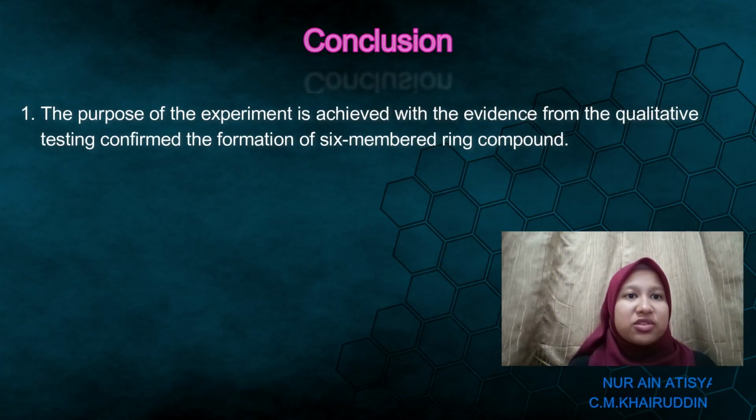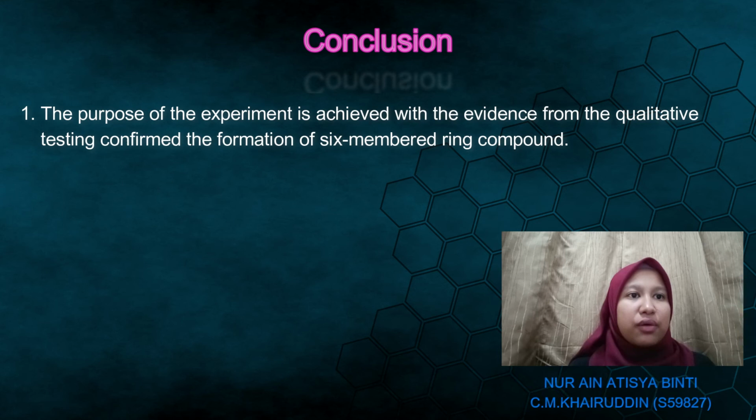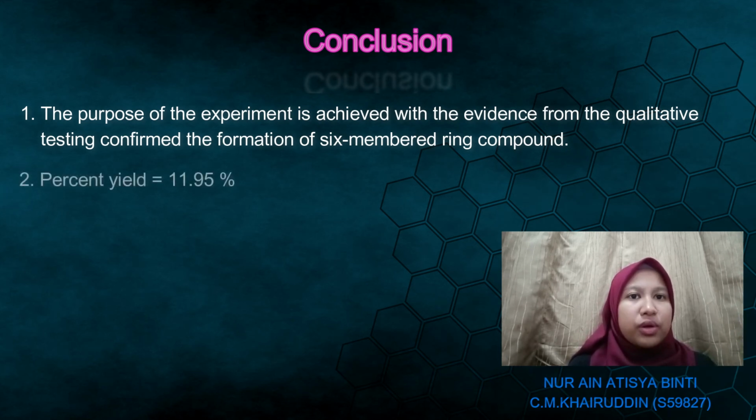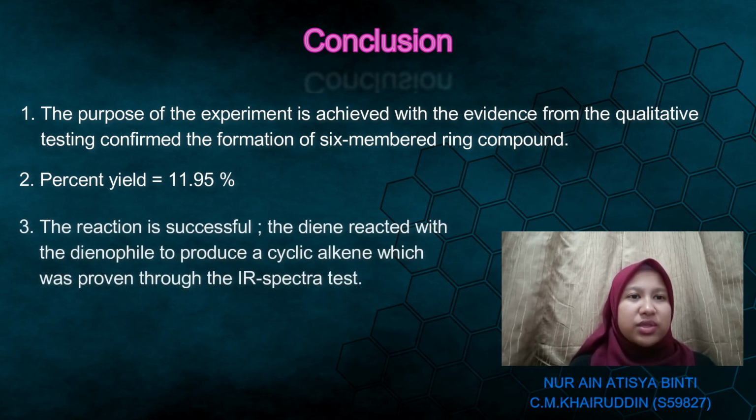The conclusion of this experiment is that the purpose of this reaction was achieved. The evidence from the qualitative tests performed in the laboratory confirms the formation of a 6-membered ring by cycloaddition, also known as the Diels-Alder reaction. The yield of the product was 11.95%. Overall, the reaction proved to be successful.